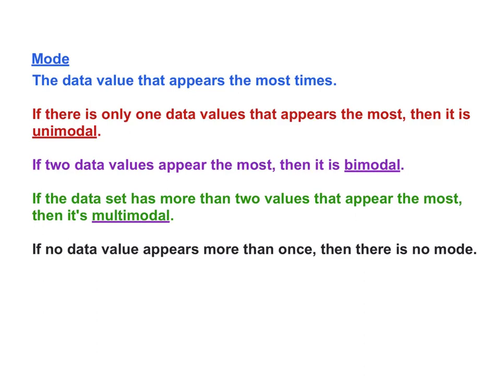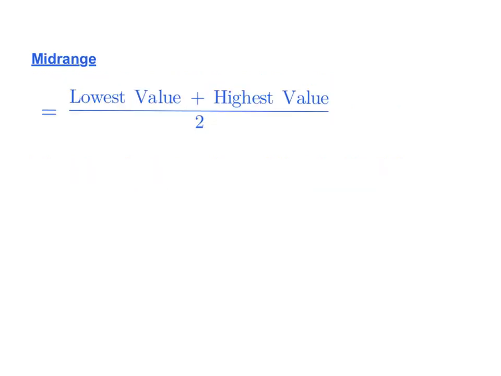Okay? The mid-range is the lowest value plus the highest value divided by 2. It's the average of the lowest and highest value. That's the mid-range. It's not the midpoint. Okay? It's not the median. But it's another central tendency measure. Lowest value plus the highest value divided by 2.